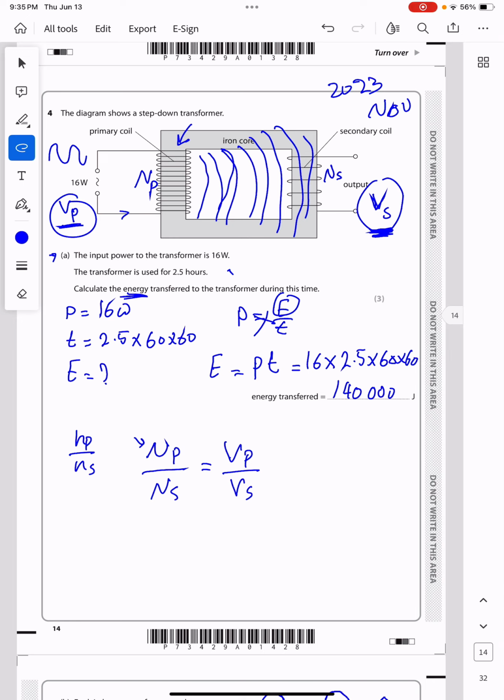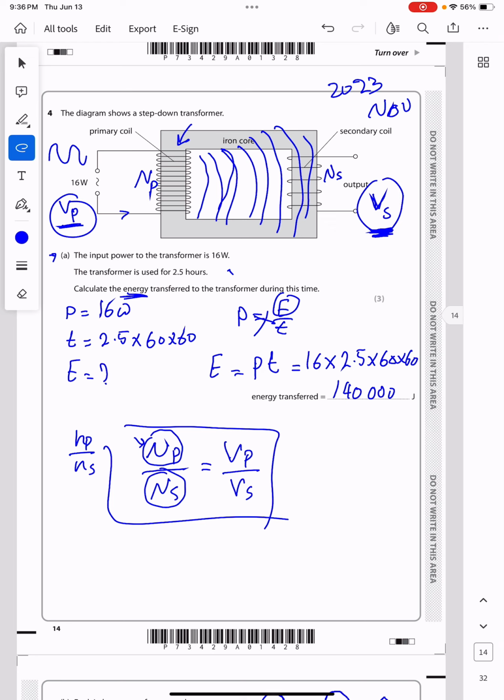Okay, so the number of turns in the primary coil over the number of turns in the secondary one is equal to the voltage in the primary coil over the voltage in the secondary one. This might be a formula for some of the problems that can come in the paper too, okay?